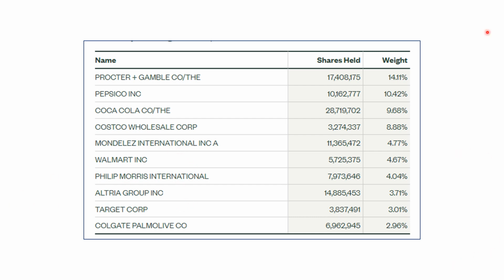And the place I get this is at State Street Global Investors, which runs the Spiders. So if you just type in the symbol, in this case XLP, and then SSGA, that's going to bring you to the fact sheet, State Street Global Advisors. So this is where I get this information from.